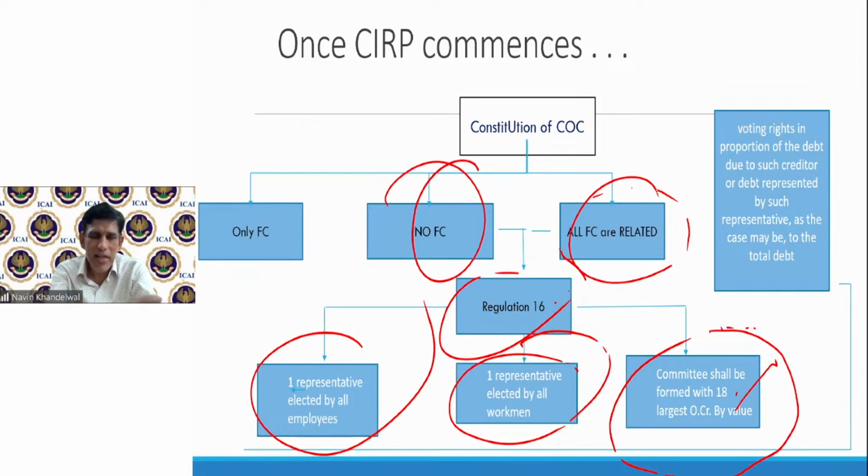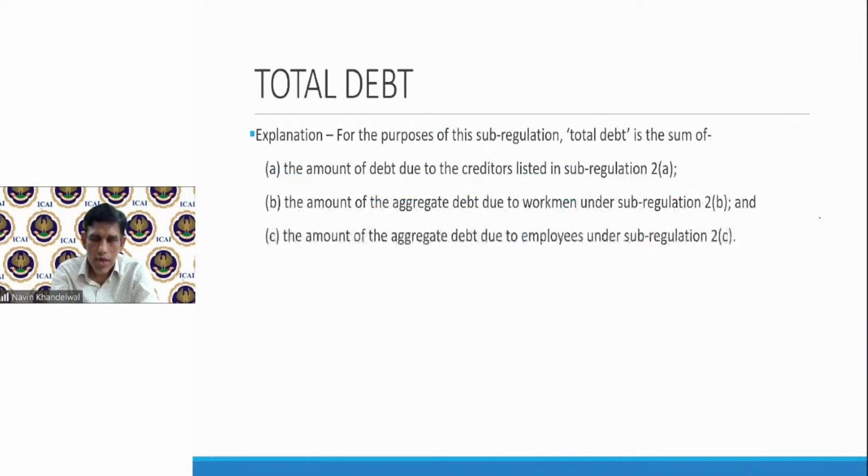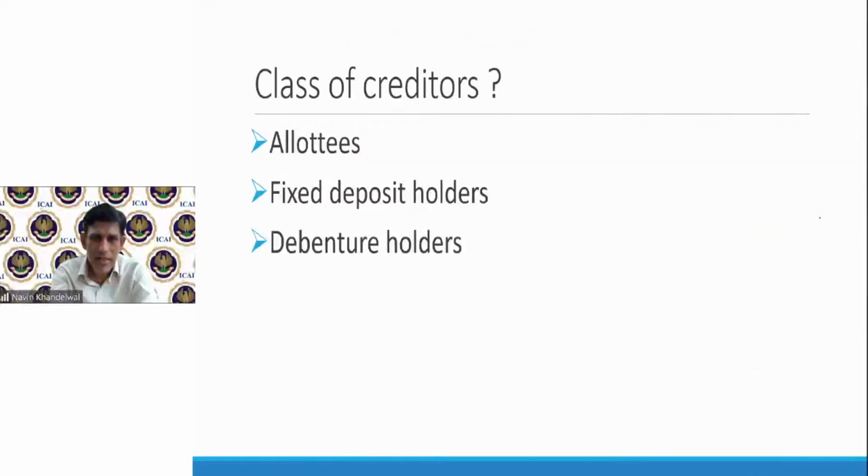And remember, the voting rights of each of the members of the COC will be in proportion to the debt due to such creditors and as accepted by the RP. So based on that debt which is accepted and total debt, the percentage is calculated and the voting right will be based on the percentage. So that is about constitution of COC, friends.